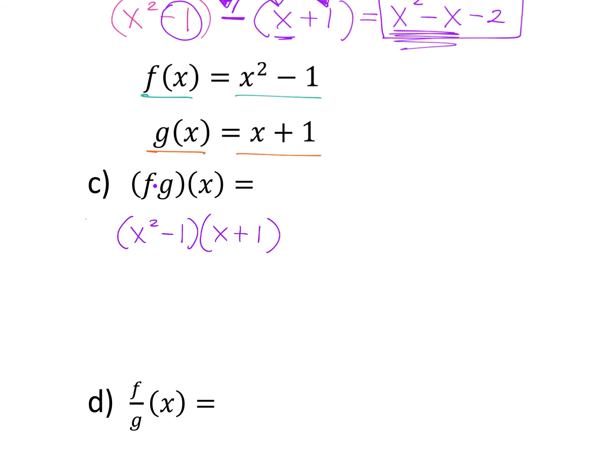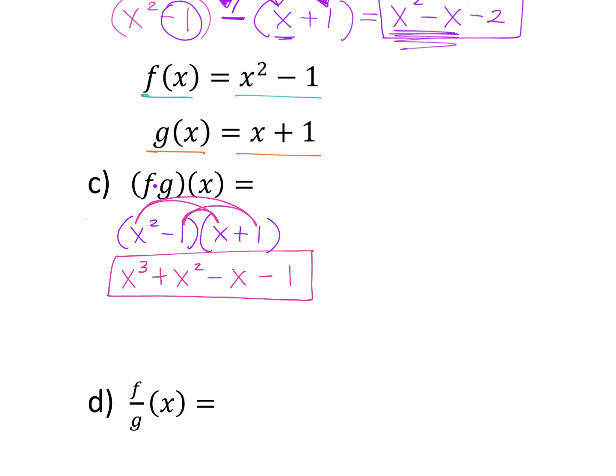Distribute. You FOIL it, right? This is FOIL. So we're going to go x squared times x is what? x cubed, right? x squared times x to the first is x to the third, plus x squared, that's your outside, minus 1x, or just x is fine, is your inside, and then your last is going to be minus 1. So you get x cubed plus x squared minus x minus 1.